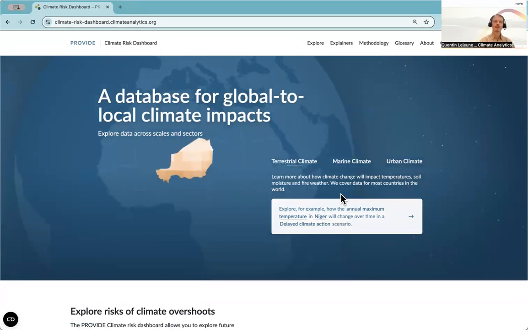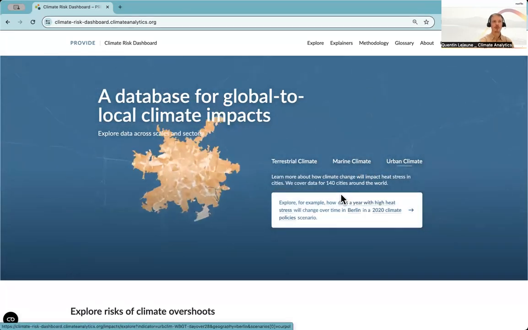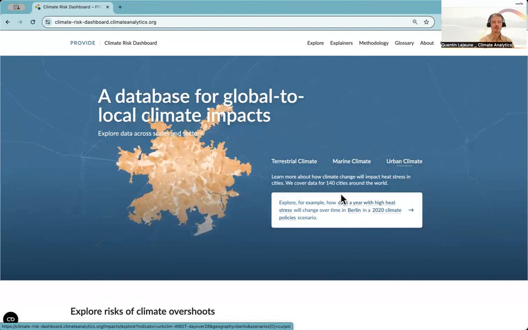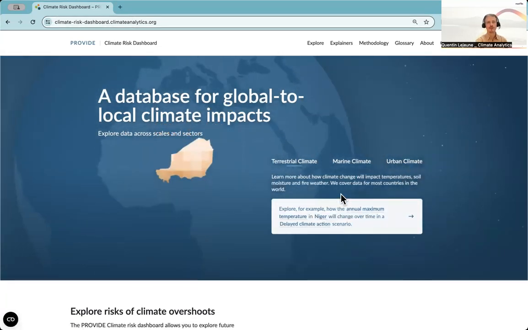The Provide Climate Risk Dashboard is first and foremost a database that allows you to explore, visualize, understand, and download information on global to local climate impacts. It covers indicators from various sectors, with a focus on heat stress over 140 cities in the world, but also on temperature in most countries in the world, as well as indicators representative of the conditions for habitability of oceanic environments in the areas that countries have the exclusive right to exploit, or exclusive economic zones.